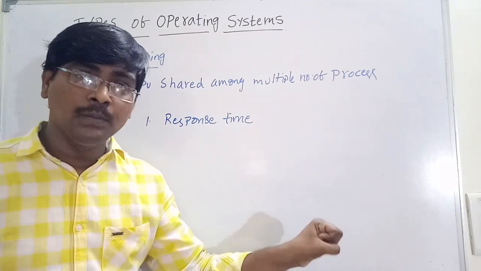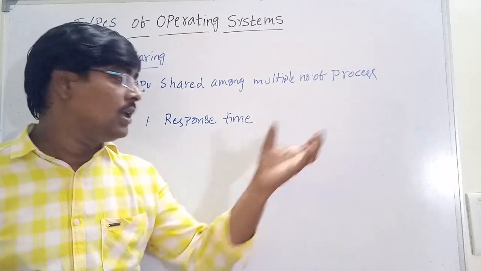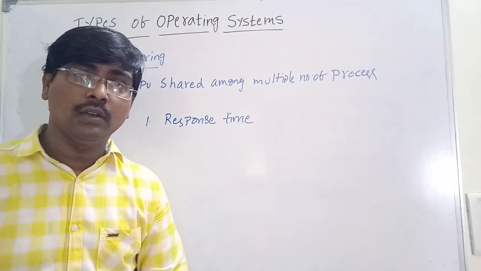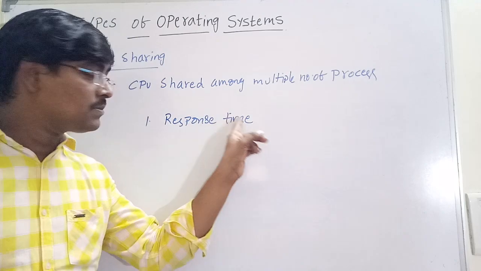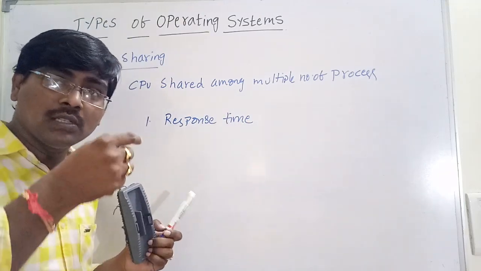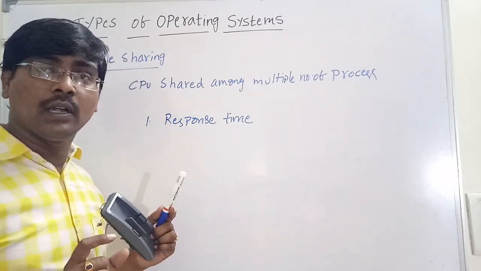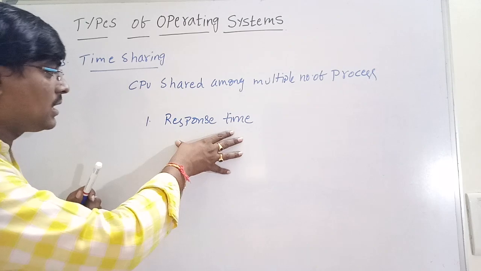Suppose the waiter comes, that is the response. Even though the food is not delivered, the waiter comes and asks for the order. So response time means the same: even though the total process is not completed, the CPU is allocated at least one time. That is the response time.